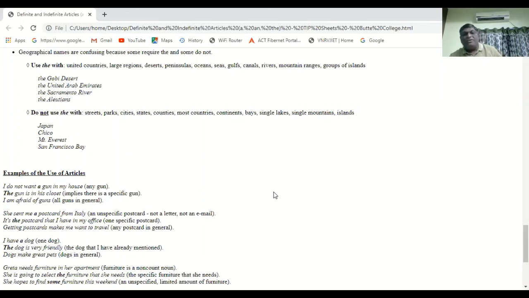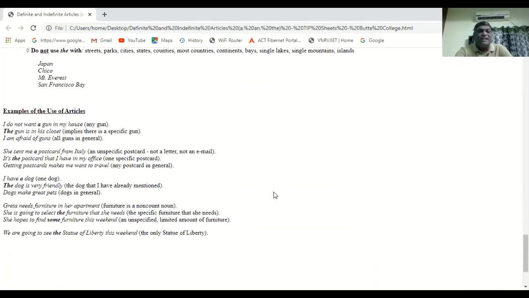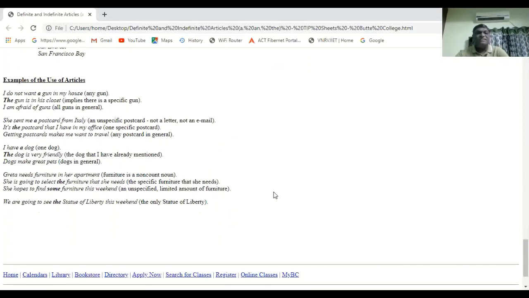And one important piece of information: don't use "the" with streets, parks, cities, states, most countries, continents, single lakes, single mountains, single islands. Only for groups of islands, groups of mountains, and groups of countries must you use it. Don't use the article "the" for a single one. Don't say "the India." You can say the USA, you can say the USSR.